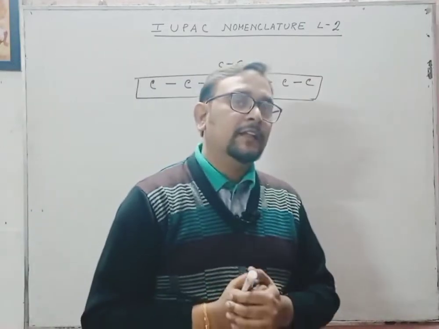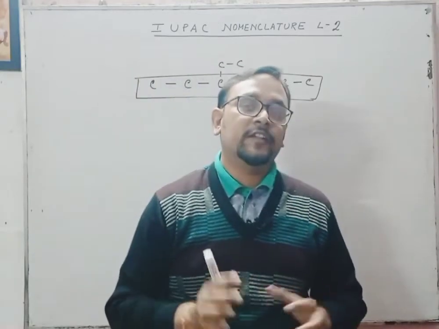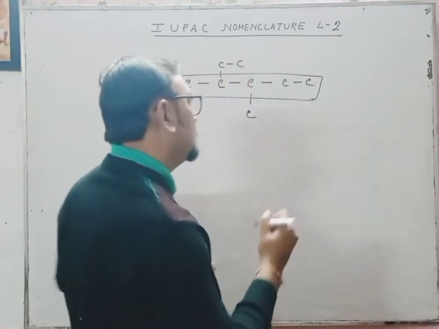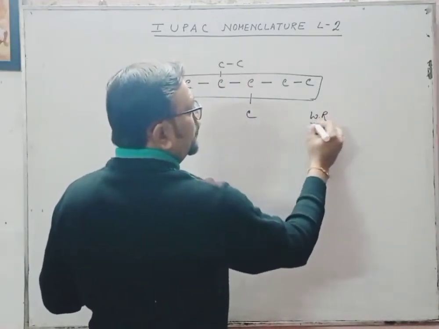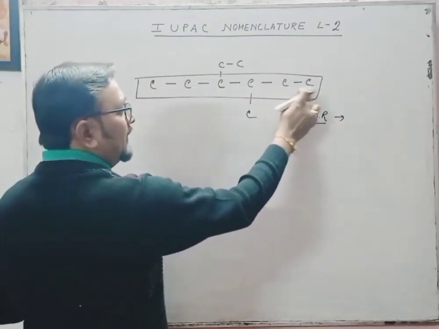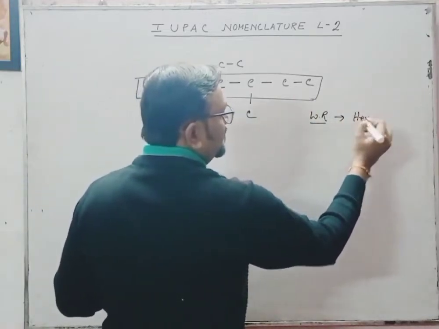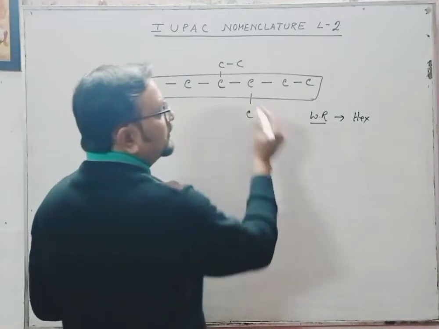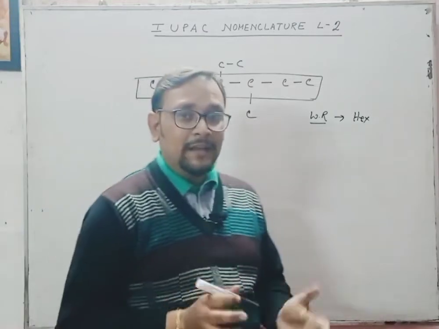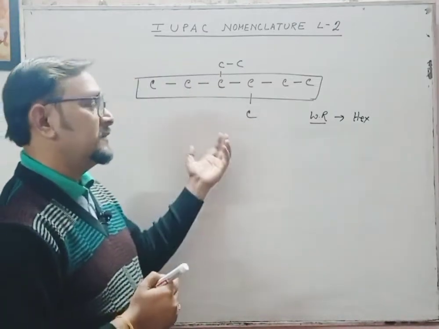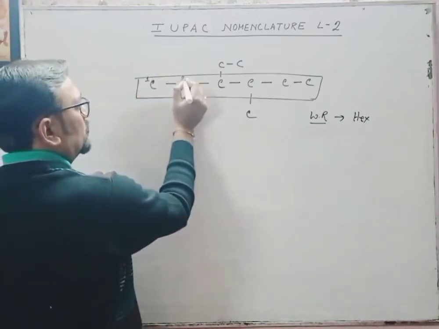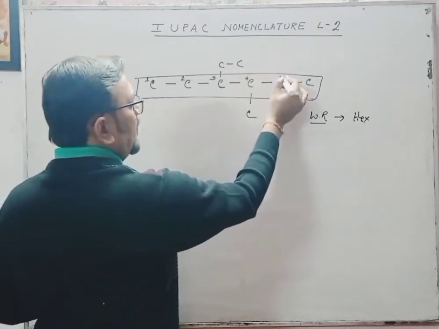Now after selecting the longest chain, what does the longest chain give us the idea of? The longest chain gives us the idea of the word root. So what is the word root here? Meth, eth, prop, but, pent and hex. So my word root here is hex. Now about the numbering: from which side shall I do the numbering? Shall I start from here? 1 2 3 4 5 and 6.